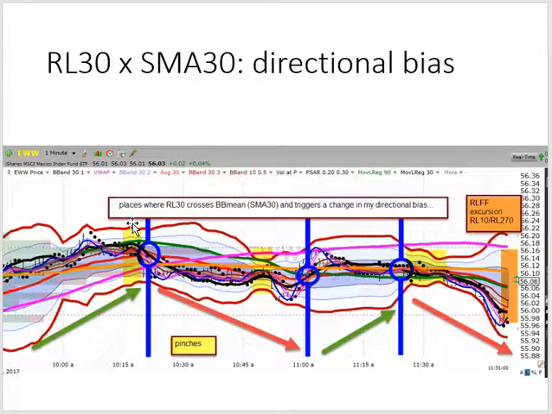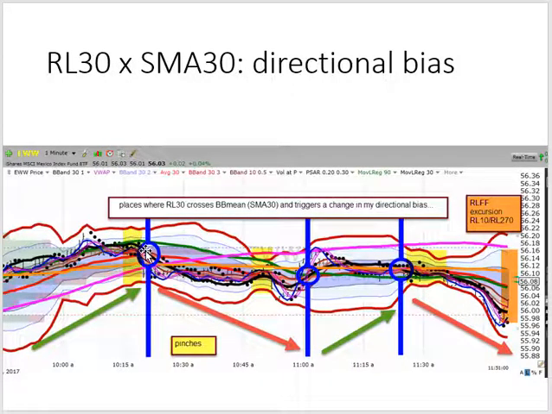This chart shows the way I get a directional bias by looking at the relationship between the moving RL30 and the simple moving average 30, which is the middle of the river. When the RL30 crosses the Bollinger Band mean, I treat that as a significant event. Here I have an upward bias because the RL30 is greater than the simple moving average 30, greater than the river, and both are sloping up.